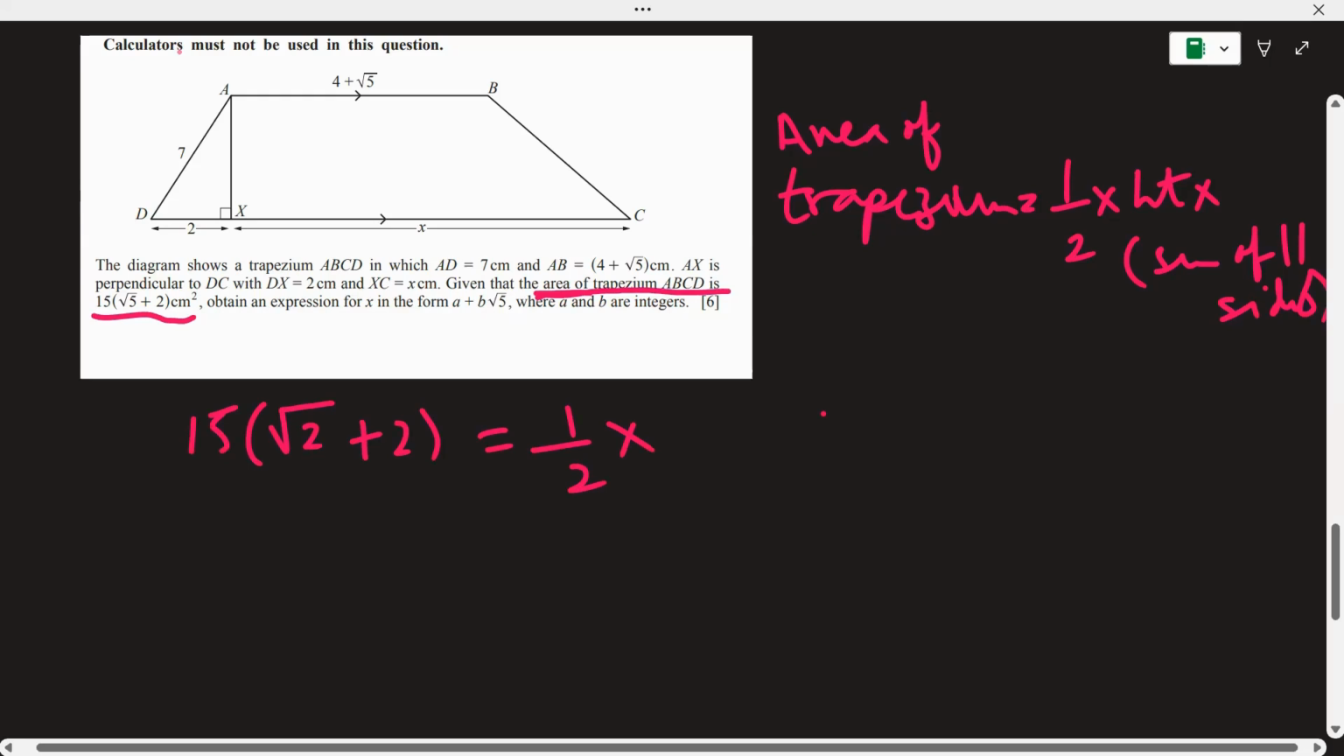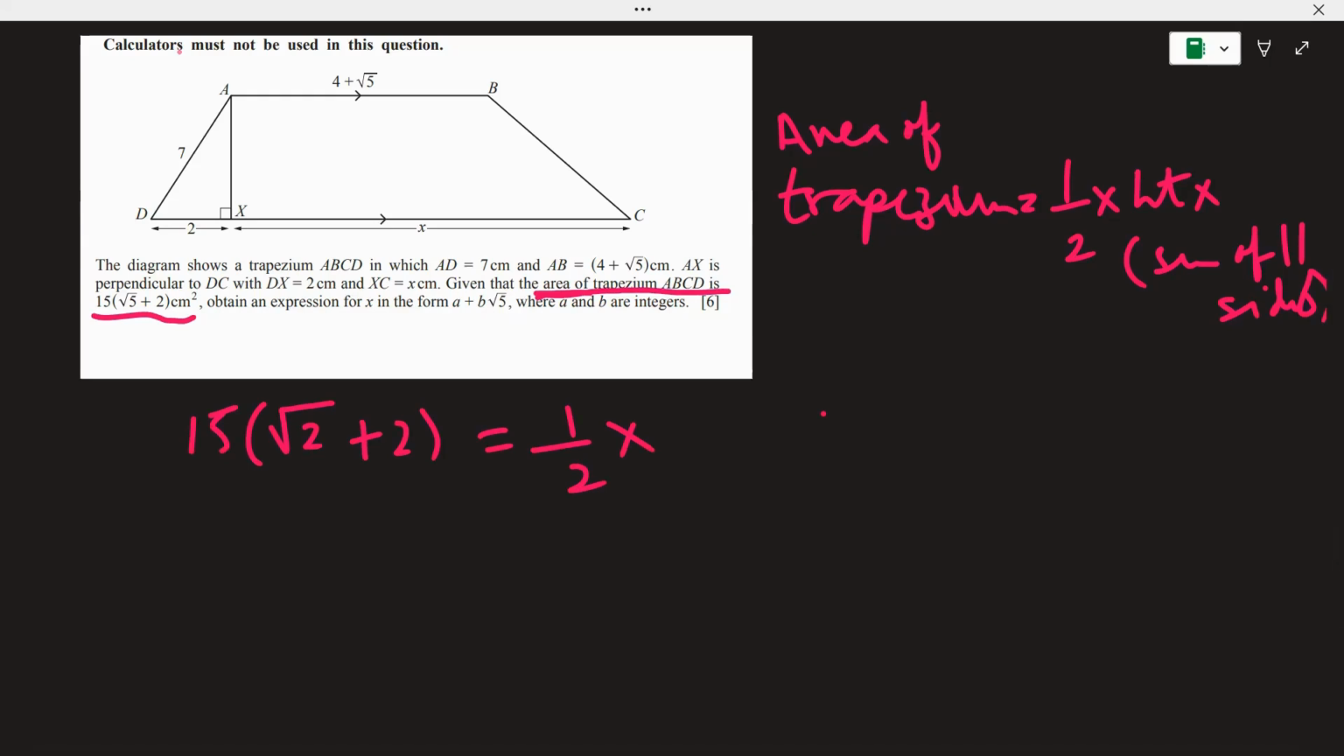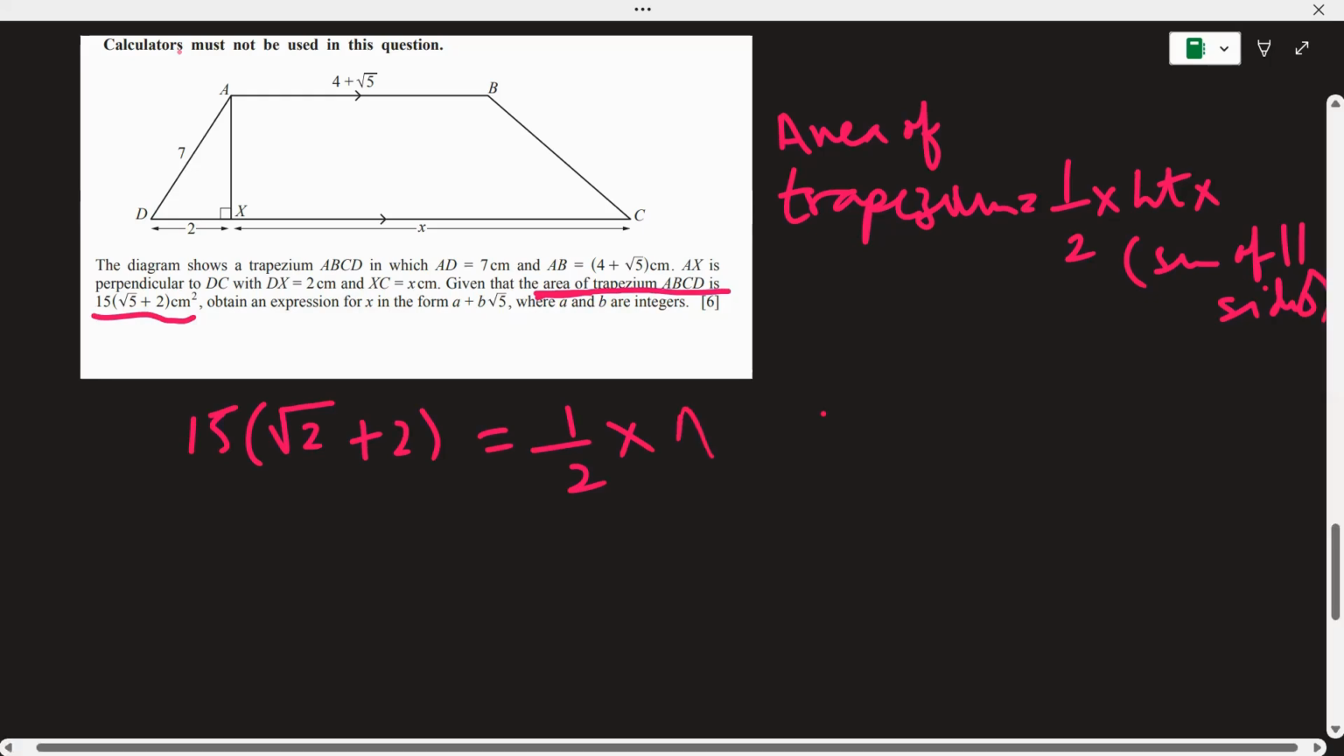height, which is missing. XC is missing, and height AX is perpendicular. AX as it is. And sum of parallel sides means you have to substitute the values. One of the sides is 4 plus under root 5. And the second side is this whole length BC, the second parallel side, and its length is x plus 2.